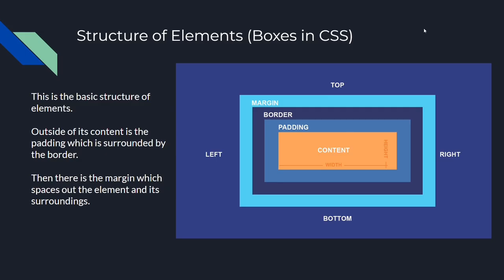Okay, now let's look at how elements are structured in CSS. The basic structure of the elements can be seen in the diagram showing on the screen. Outside the content of the elements is the padding, which is surrounded by the border. Then there is a margin which spaces out the elements and its surroundings. Let's see this with an example.